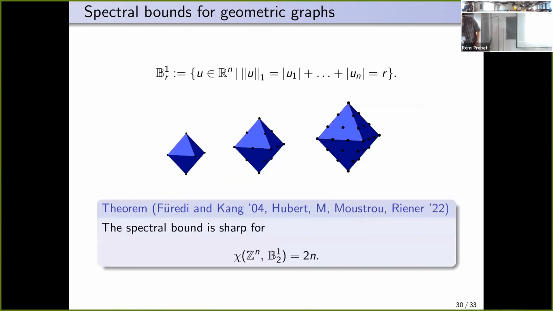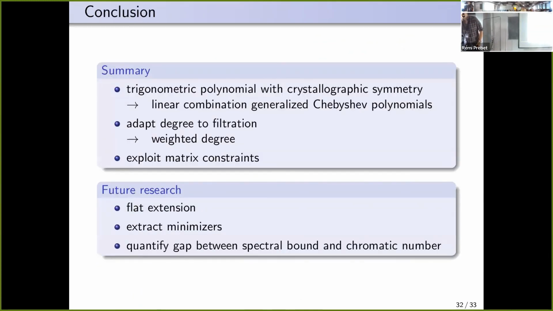Okay. So let me make a conclusion here. We talked about how to optimize trigonometric polynomials by rewriting them as Chebyshev polynomials. We adapted the notion of the weight degree to essentially reduce the matrix size in the semidefinite program. And we exploited that the set on which we optimize is given by a matrix.